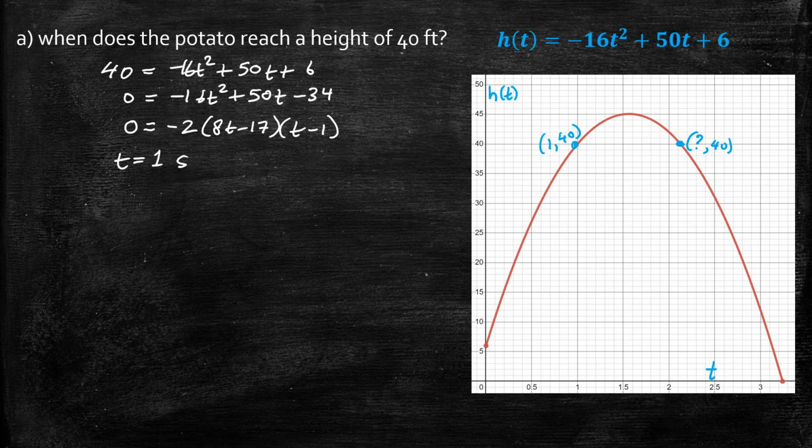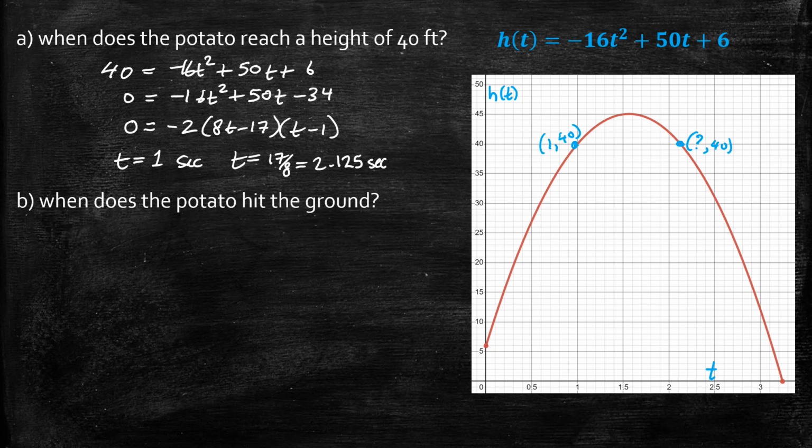T equals 1 second, which we already knew from the slide before, and t equals 17 over 8 seconds, which works out to be 2.125. So so far, just using pre-calculus and what we know from before to answer these questions, we could find out when does the potato hit the ground.